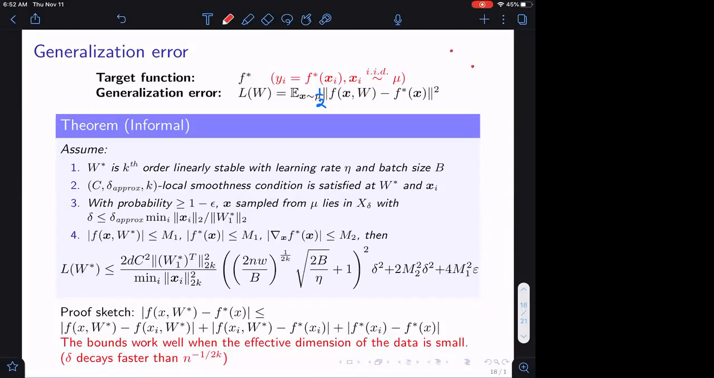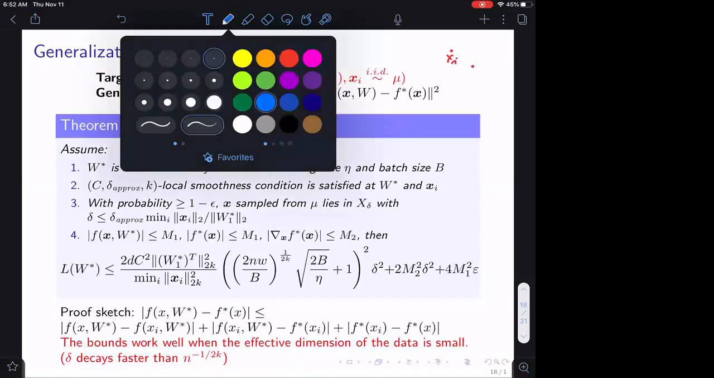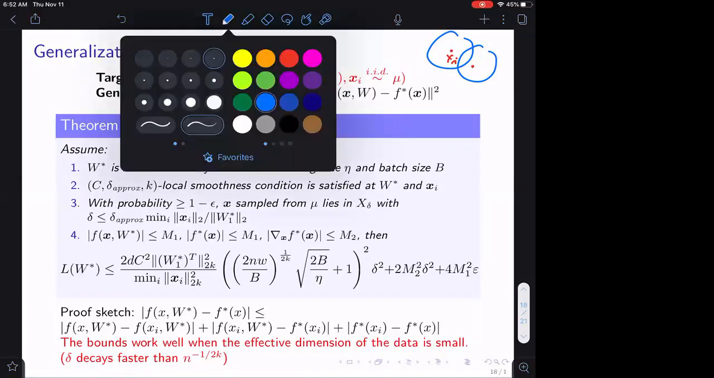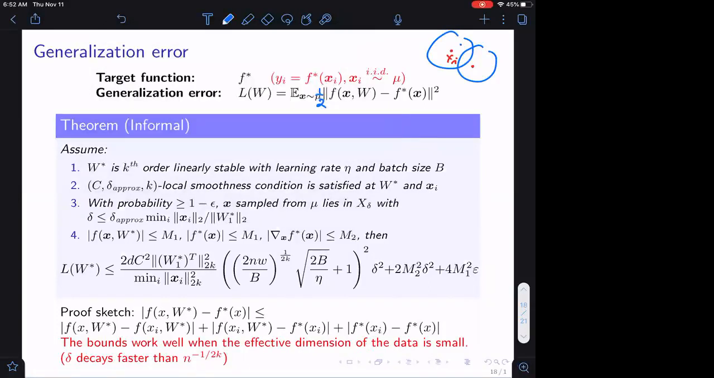We have these training points, these xi's, and now we have a disk, where the union of these disks covers more or less most of the data. Now, suppose someone gives me another point x here. First, I'm going to find the nearest training point. So this is the first step.